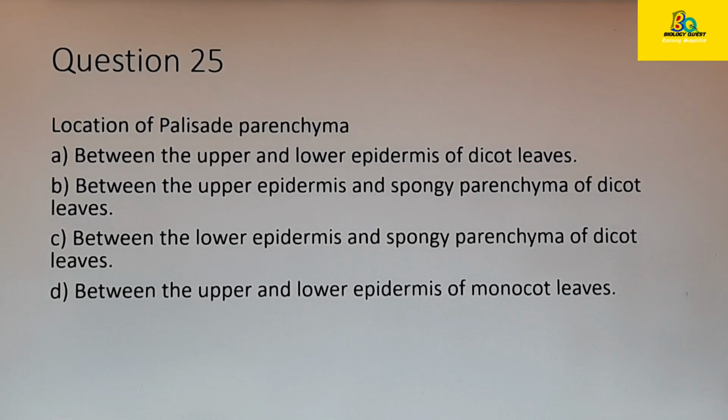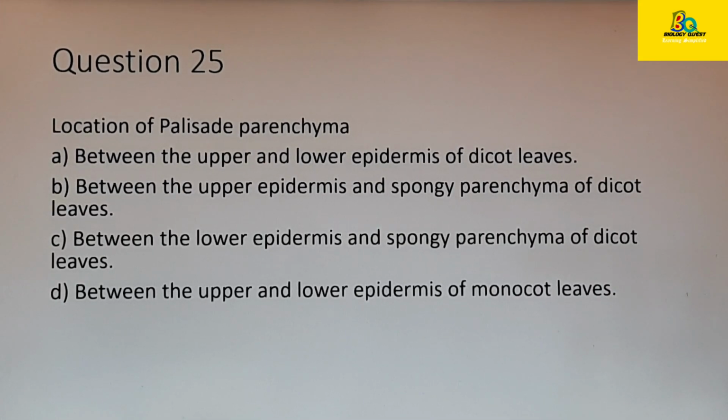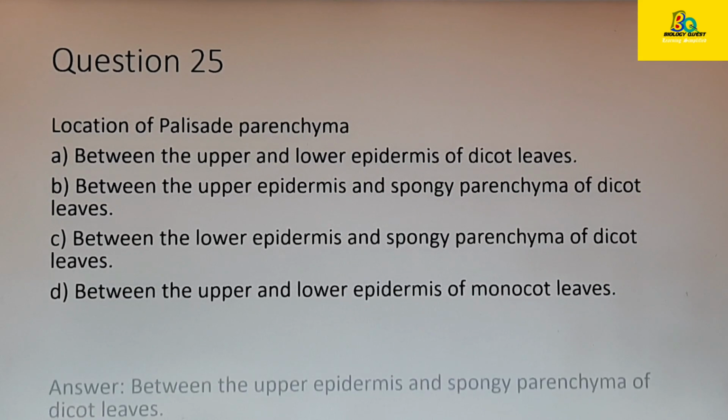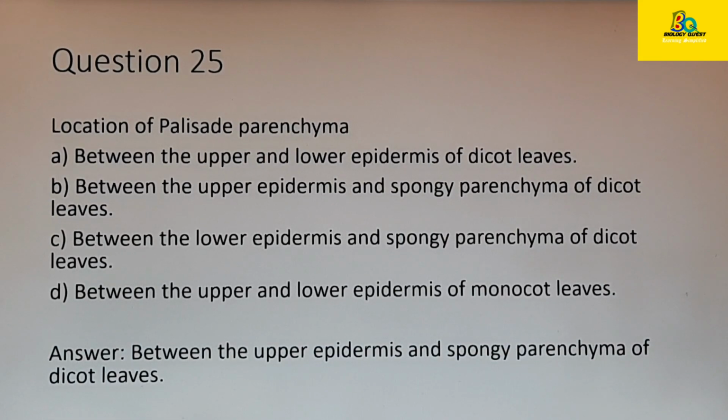It is not seen in monocot leaves, so option D is wrong. Now, which is the correct answer? The location of Palisade parenchyma, I told you it is present just below the upper epidermis. So, it is found between the upper epidermis and spongy parenchyma of dicot leaves. So the correct answer is option B, between the upper epidermis and spongy parenchyma of dicot leaves.